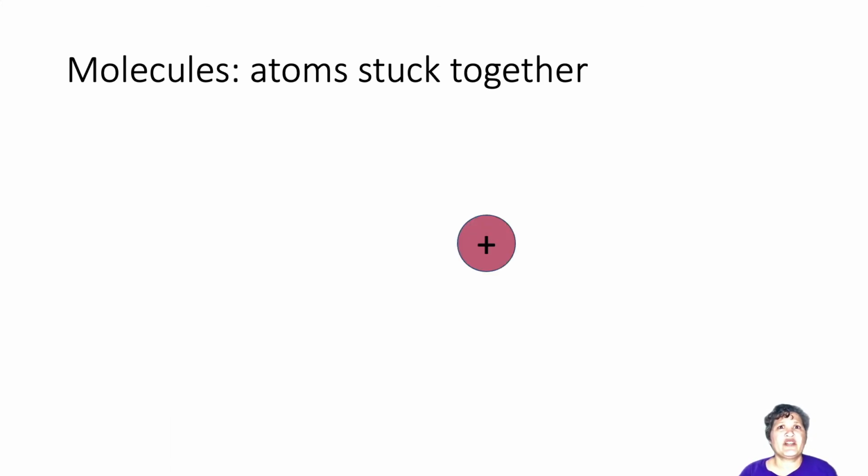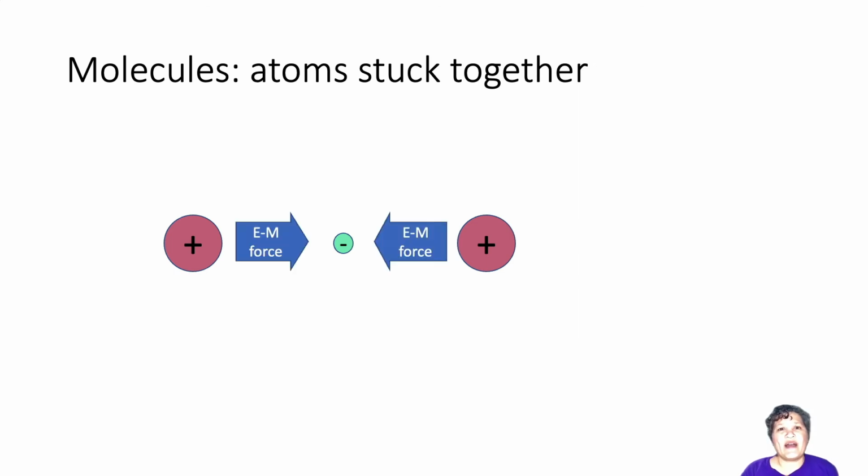So let's put in the two nuclei for those atoms. And the basic idea behind chemical bonding is that you have your two positively charged nuclei, and then you have an electron hanging out between them. And because different charges will attract each other, you have these electromagnetic forces that are pulling each of those nuclei towards the electron, and because they're both going towards the electron, they naturally move towards each other.